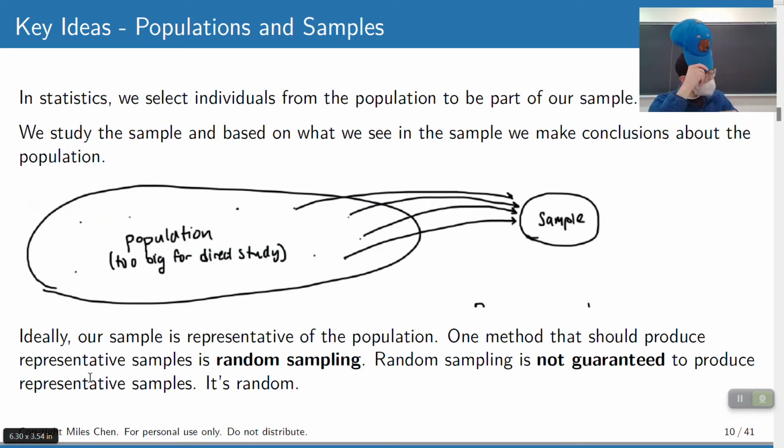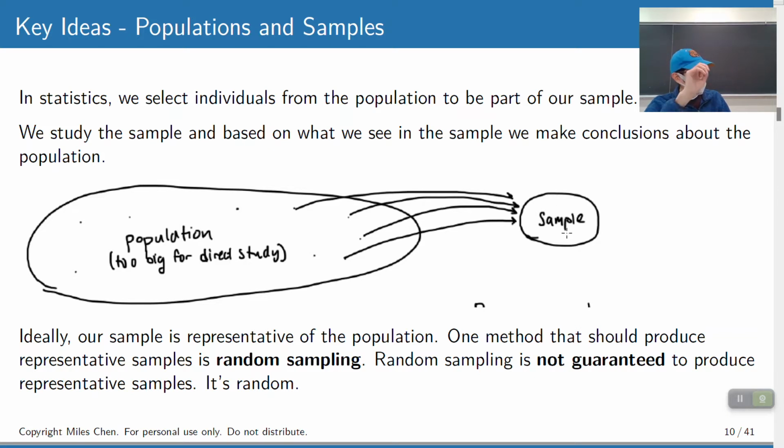So this diagram is supposed to illustrate how we deal with this issue: we select a sample from the population, and we study the sample. Statistical inference is the process of making conclusions based on a sample that we can generalize or apply to the population. So this large, potato-looking thing is our population, and we can't study it directly, so we select individuals and put those into our sample.